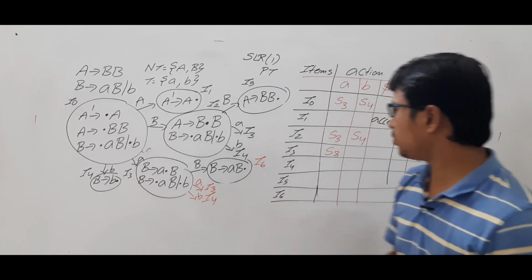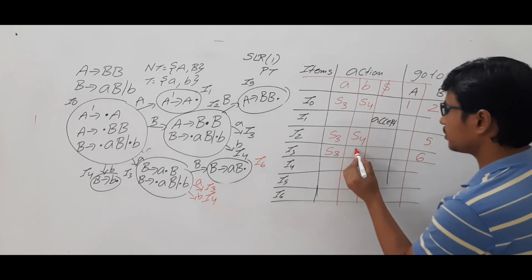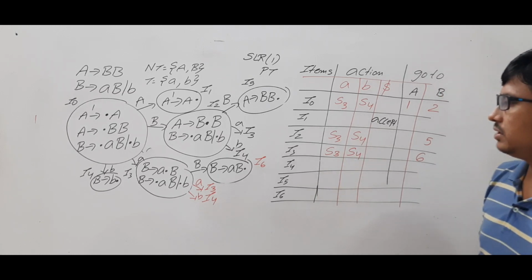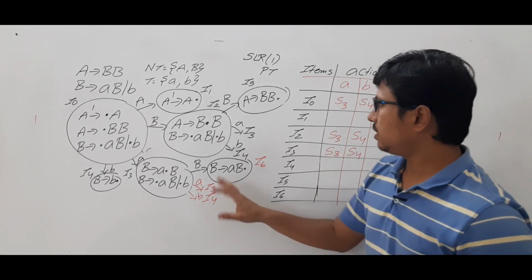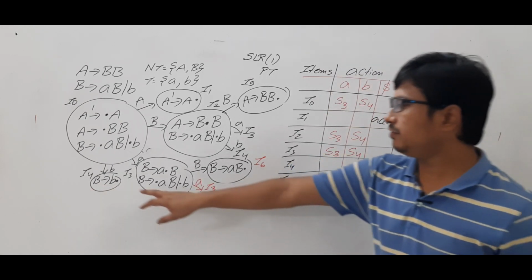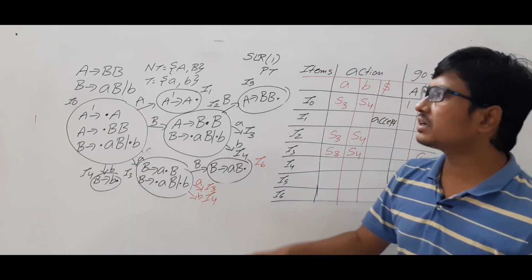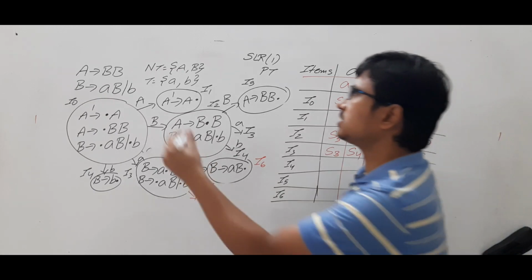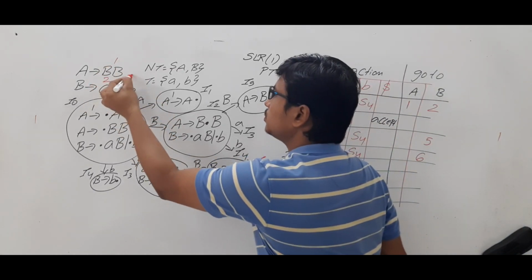Now I3 on small b, you are going to I4, so you will write it as S4. Are you able to understand? I3 is finished. Come for the I4. I4 is a reduced move. What is the production number? The production number is 1, 2, 3.